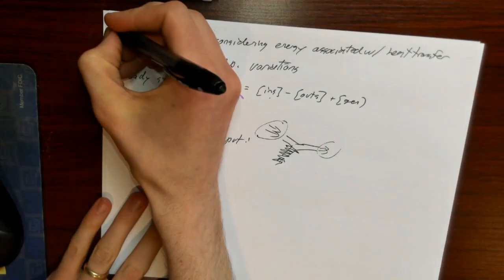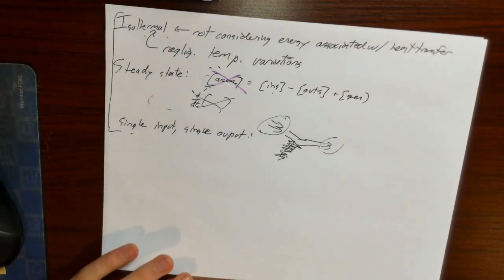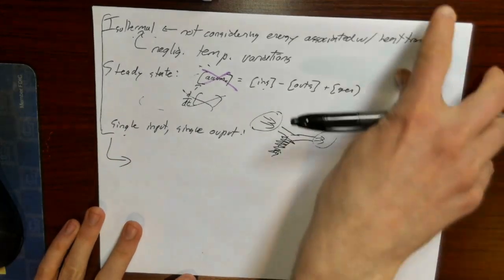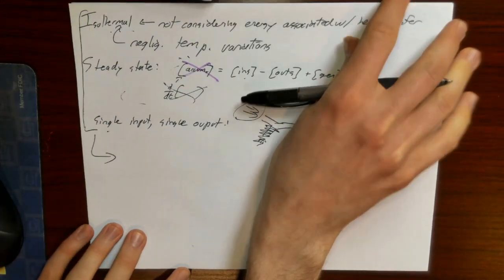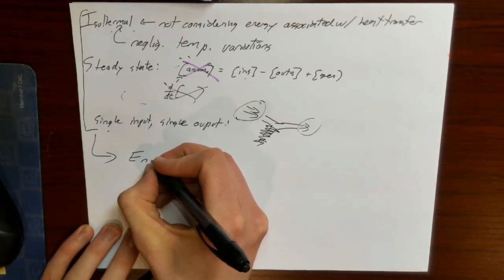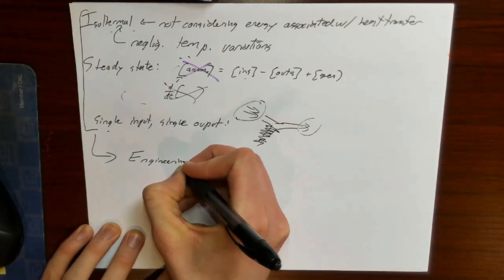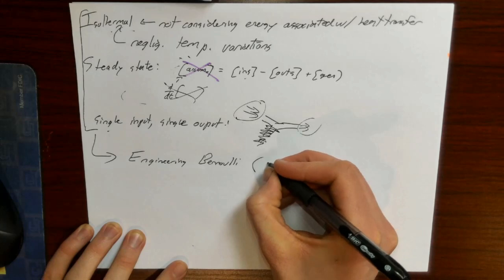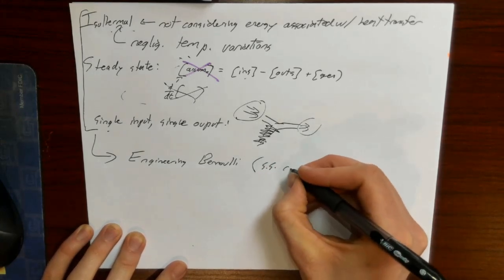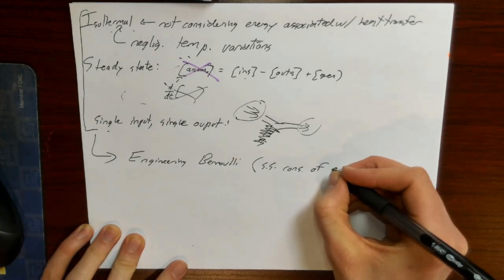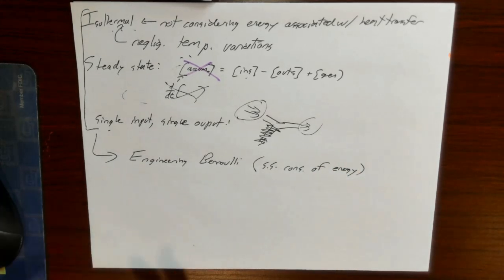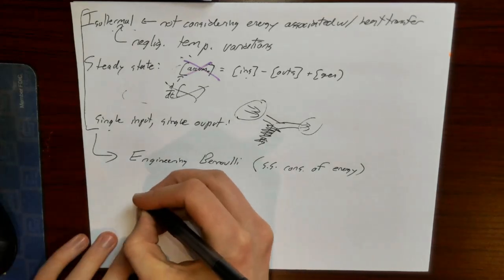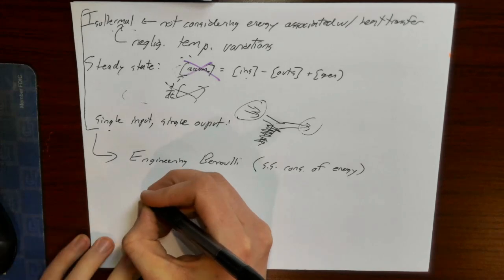And so, if we make these three assumptions, isothermal, steady state, and single input, single output, then we can come up with essentially an equation that I'll call engineering Bernoulli, which you could equivalently call steady state conservation of energy. So here it is. It has a couple of new terms, and I'll define them after I write down the equation.